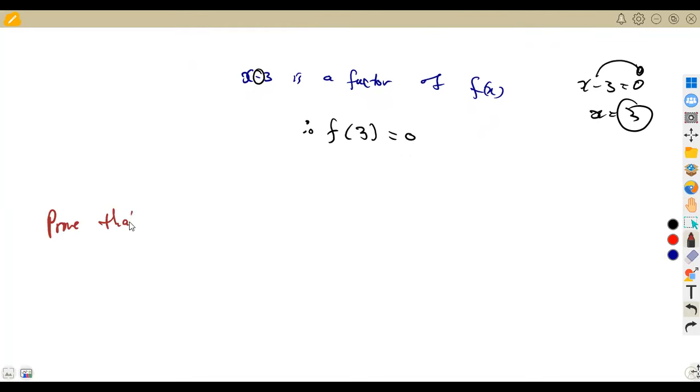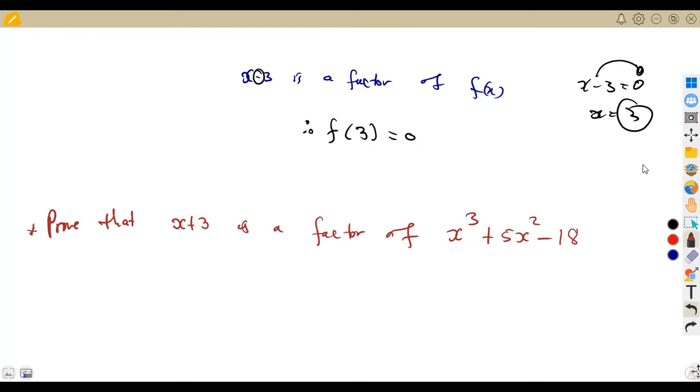Even just a question: prove that x plus 3 is a factor of x cubed plus 5x squared minus 8, given a certain expression. To prove that, how can we prove it?